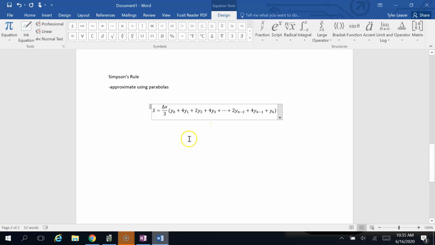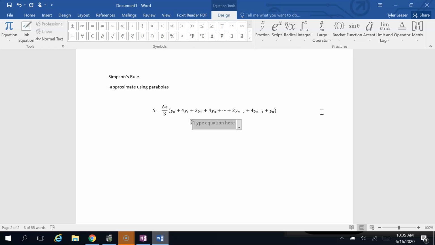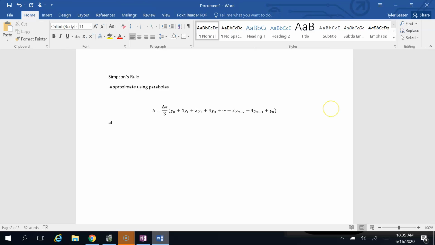Okay. So it's always going to alternate 4, 2, 4, 2, 4, 2, where it starts off with 1 as the coefficient, and it always has 4 as the next one and 4 as the second to last one. To make that happen, you always need your n value to be even. So when you do cut up your partitions, you have to cut them up into an even number of partitions.